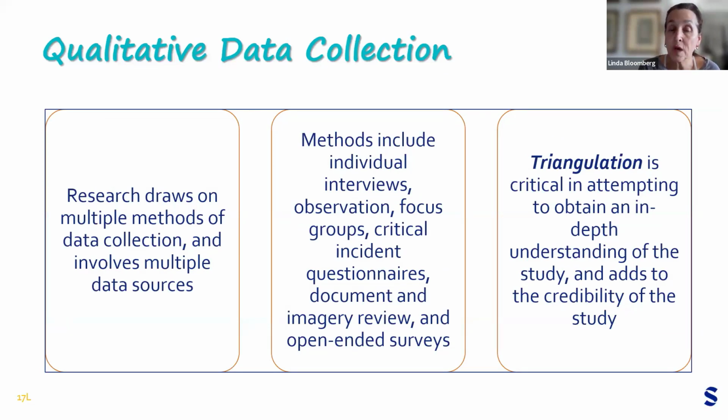Qualitative research draws on multiple methods of data collection and involves multiple data sources. The methods can include individual interviews, observation, focus groups, critical incident questionnaires, documents, and imagery review, and also open-ended surveys. Triangulation is critical in attempting to obtain an in-depth understanding of the study, and if triangulation is achieved, this adds greatly to the credibility of the study and the study's findings.